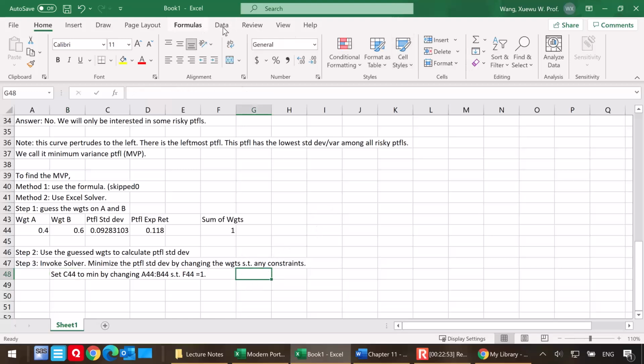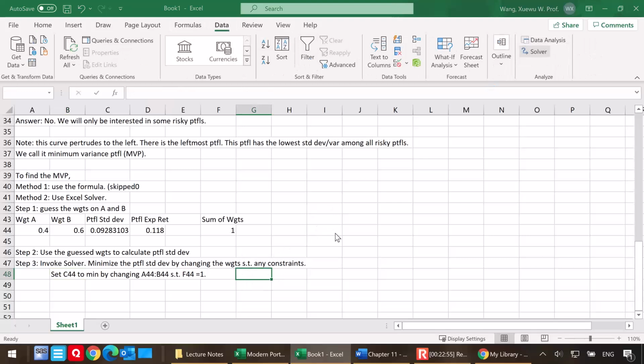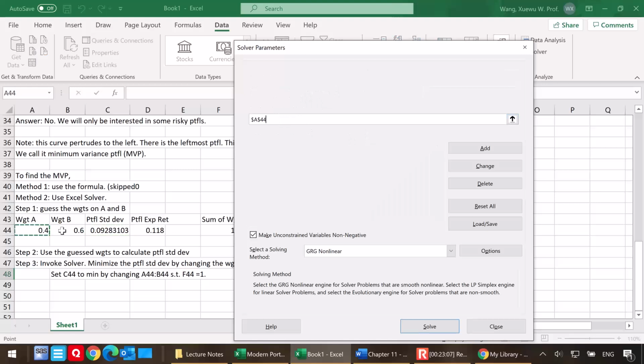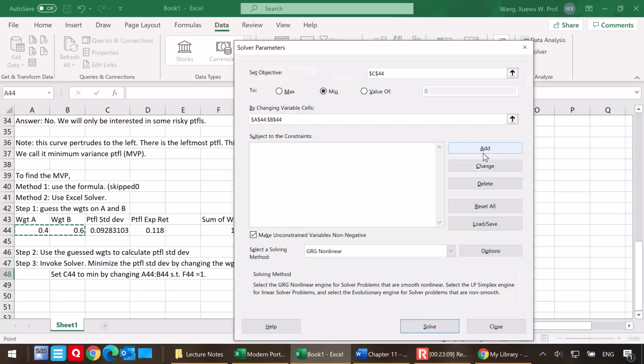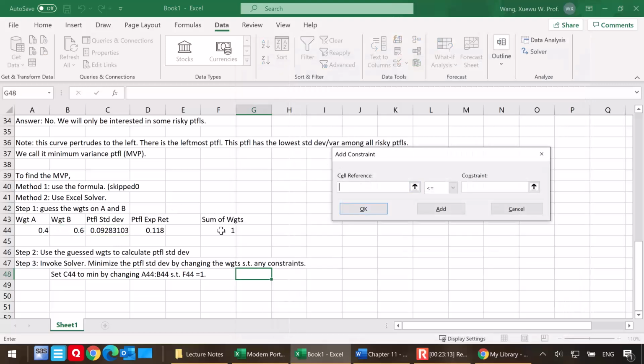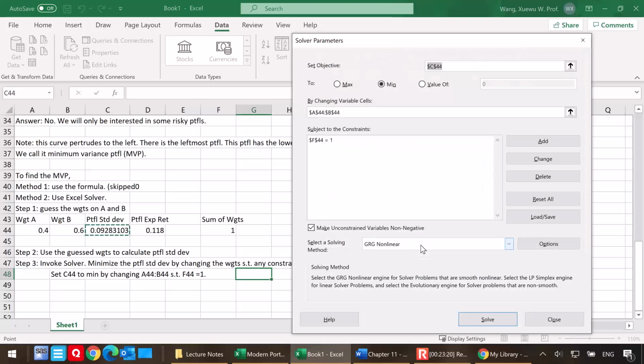Let me go to solver here, and this is my objective cell. I'm not solving, I'm actually minimizing. So check this to be min, and I want to do this by changing the guess, the weights, and I do have a constraint. So I'm going to add it. The constraint is that the portfolio weights add up to 1. That's going to be my optimization program here. So this is now portfolio minimization, right?